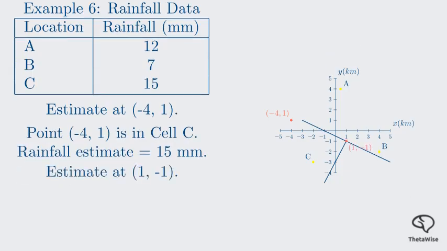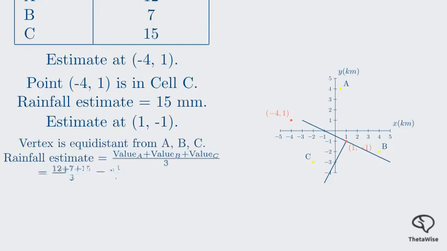When we plot this point, we find it's a Voronoi vertex. A vertex is equally closest to all sites whose cells meet there. In the case of a vertex or an edge, the convention for nearest neighbor interpolation is to take the average of the values from all equidistant sites. This vertex is equidistant from sites A, B, and C. So we calculate the average of their rainfall values. Our 12 plus 7 plus 15 divided by 3, which is 34.3, or approximately 11.3 millimeters.